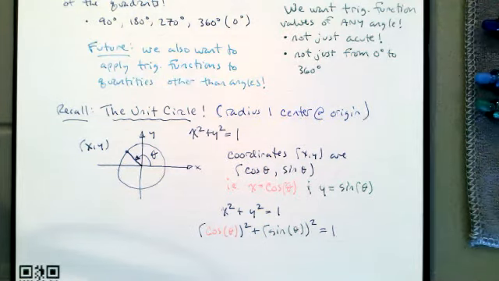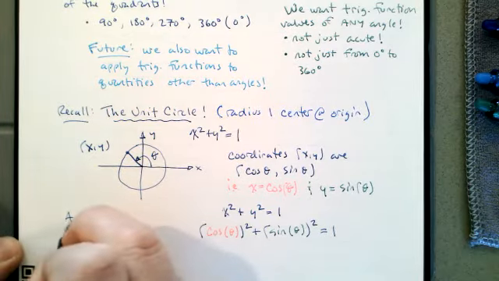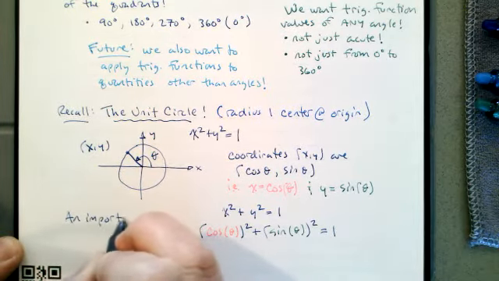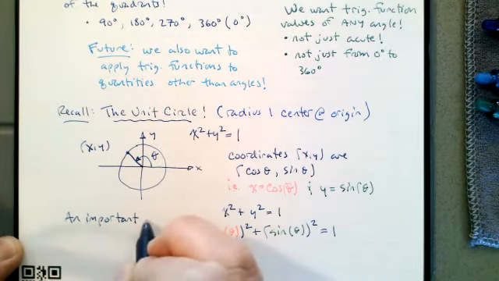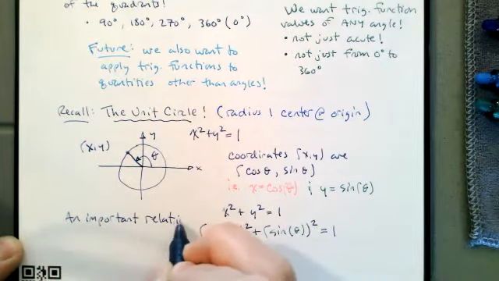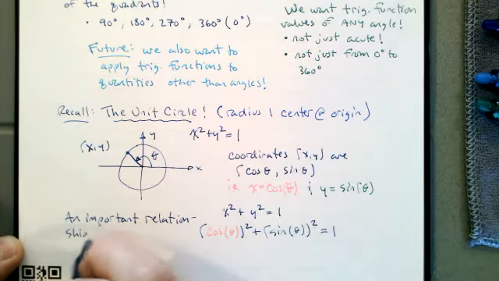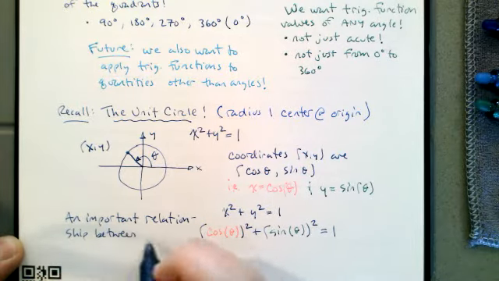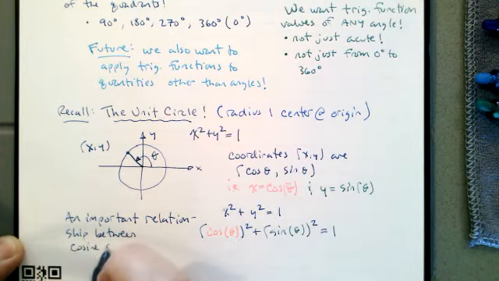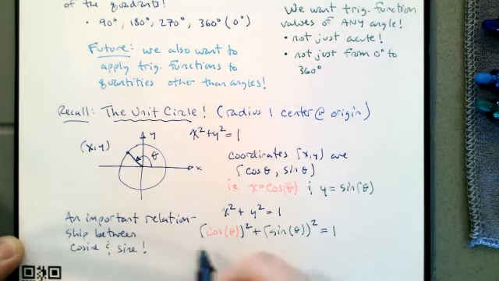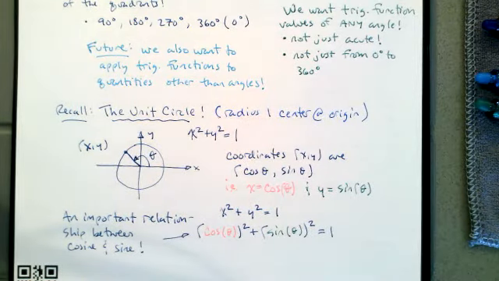So start with the equation for the unit circle. Replace x with cosine theta and y with sine theta, and we get this important relationship between cosine and sine.